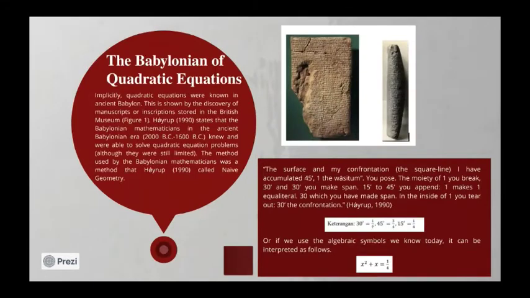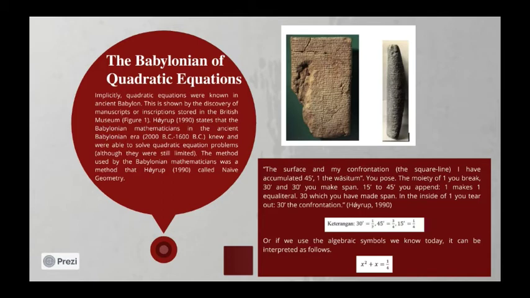Okay, the last material is Babylonian quadratic equations. Implicitly, quadratic equations were known in ancient Babylon. This is shown by the discovery of manuscripts or inscriptions stored in the British Museum. Hirob 1990 states that the Babylonian mathematicians in the ancient Babylonian era knew and were able to solve quadratic equation problems, although they were still limited.